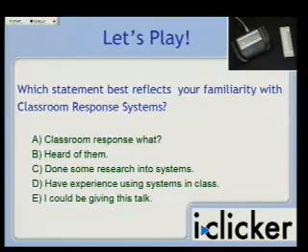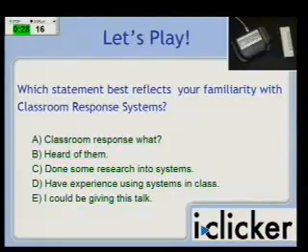And then read the statement here. Which statement best reflects your familiarity with classroom response systems, from I've never heard of them, to I could be giving this talk, and then press the appropriate letter A through E. If you look at your clicker, when you press that button, you should get a little green light for maybe a second or half a second. What that's telling you is that you voted, not only that you transmitted your vote up here to the base, but actually the base got it and sent a message back saying that you pushed A, B, or C. So that green light means that everything's set.